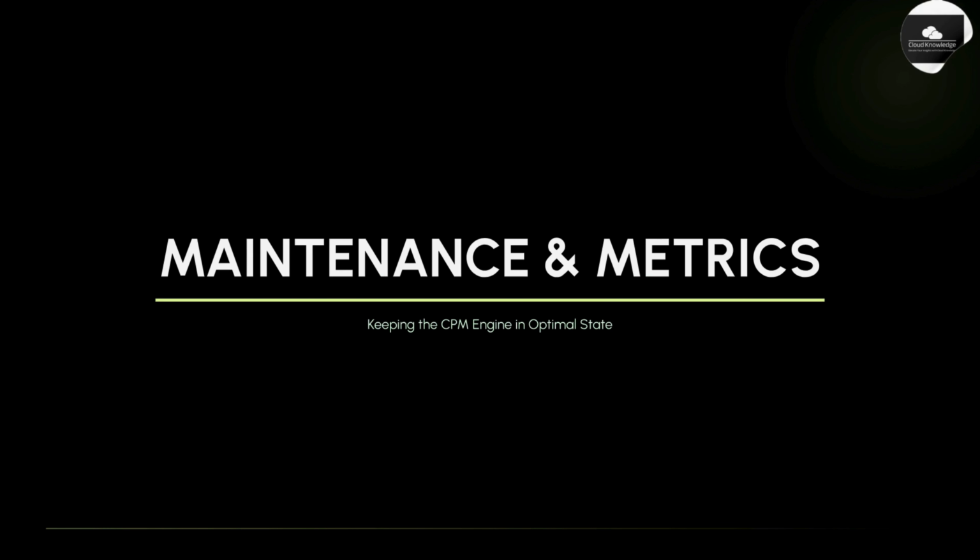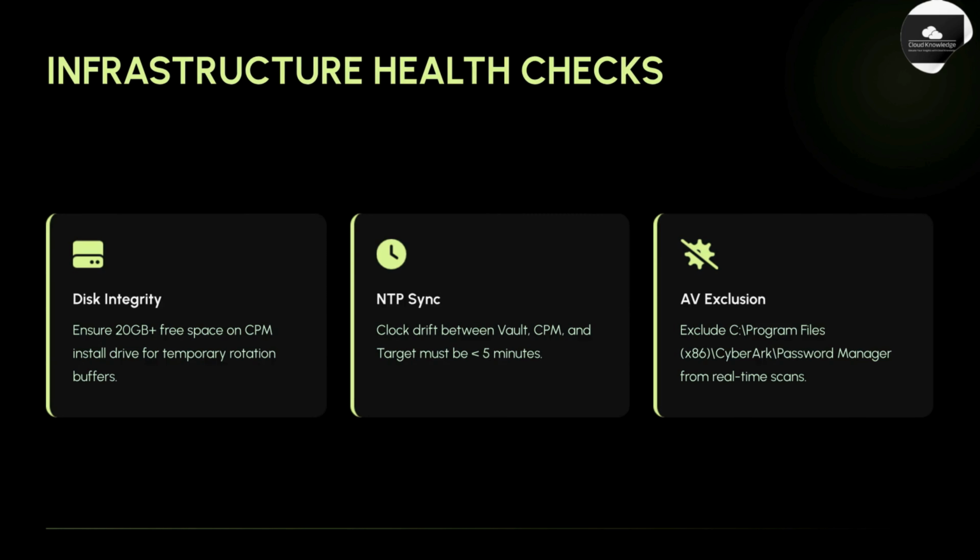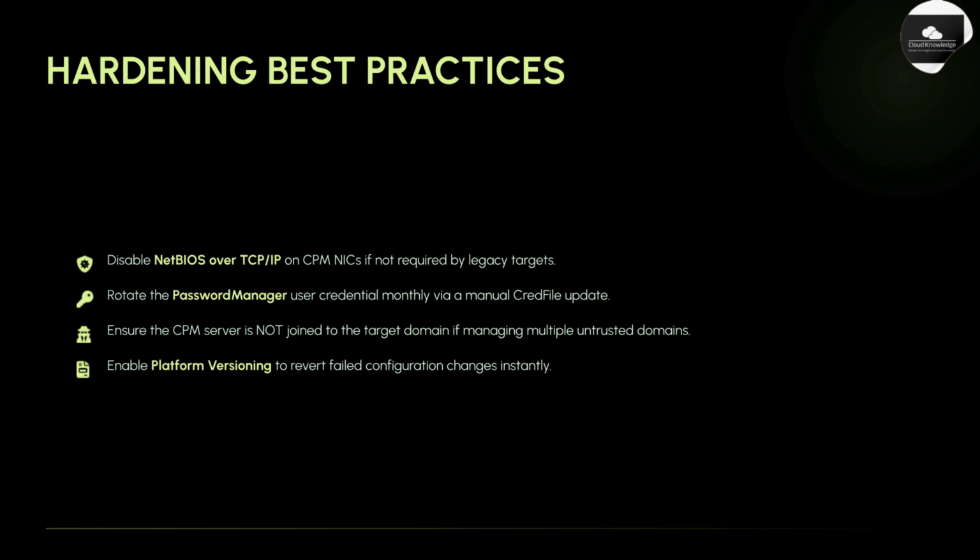Finally, we discuss maintenance and metrics for keeping the CPM engine in optimal state. Rotation latency trends can indicate high immediate task volume. If latency peaks, consider distributing safes across multiple CPM servers to balance the load. Perform infrastructure health checks by ensuring sufficient disk space, minimizing clock drift between Vault, CPM, and Target, and configuring antivirus exclusions for the password manager folder.